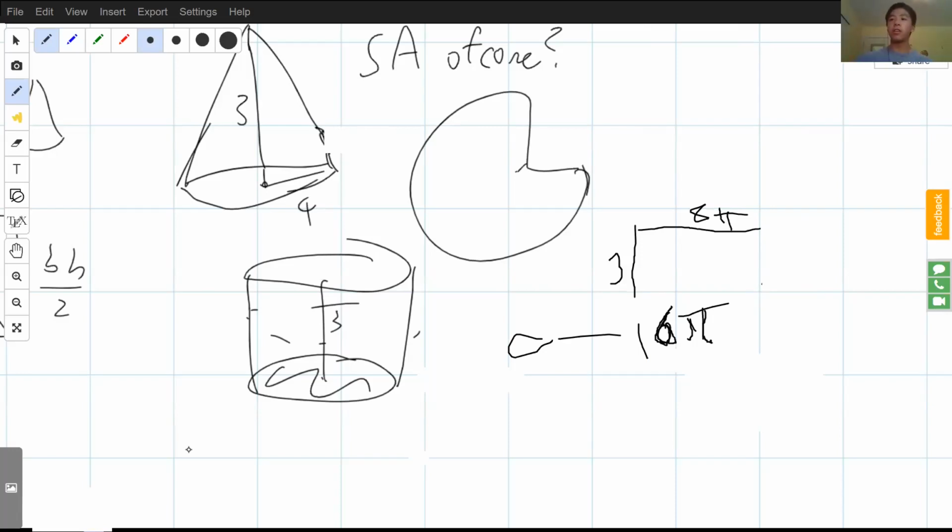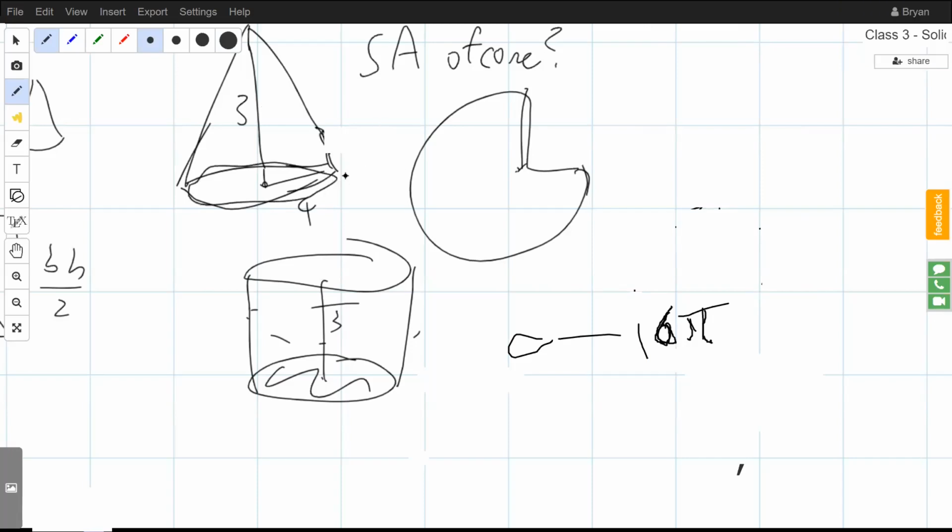But with a cone, it's different. When you unroll it, you can't really unroll it because it all comes together at one point up here. And that means that it's actually going to be a circle, because each of the points on this base is equidistant from the vertex. That's how you know that it's going to be like a sector.